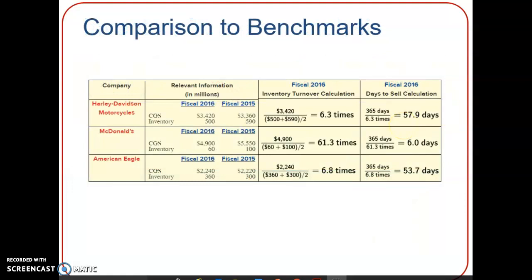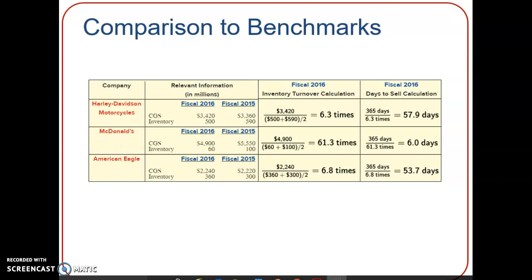So for some examples we have Harley-Davidson motorcycles, McDonald's, and American Eagle. The inventory turnover for McDonald's is super high. It's over 61 times per year, which translates to days to sell. That's 6 days. So, of course, as the leader in quick service restaurants, McDonald's wants to and is able to sell its inventory so fast that all of it is sold in 6 days.